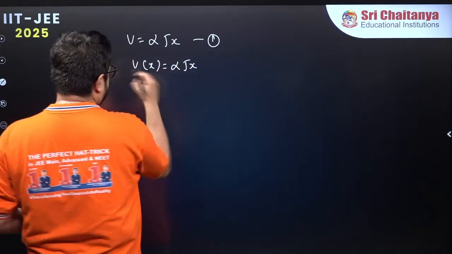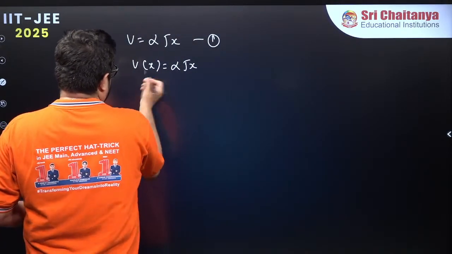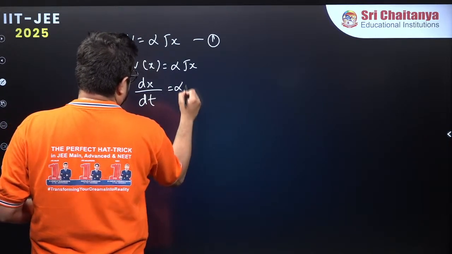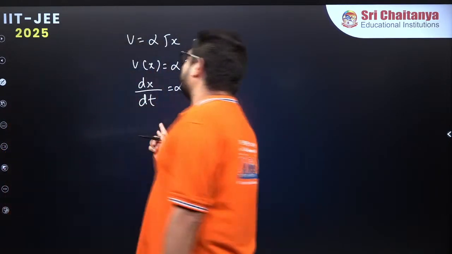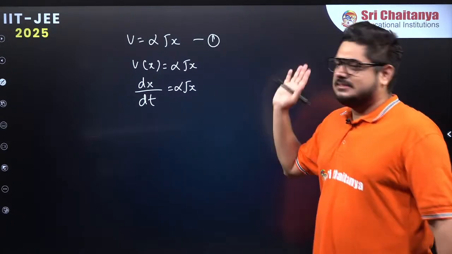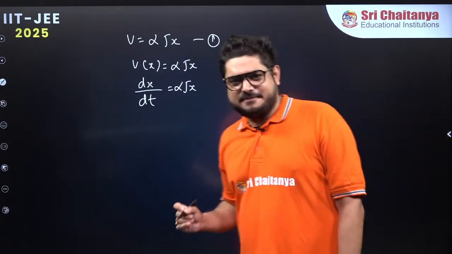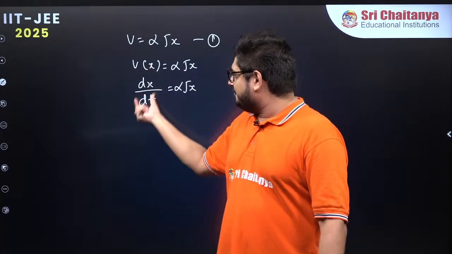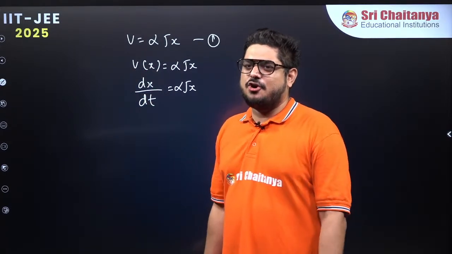Now can I write down this V as dx by dt? Those who are in favor of this equation, whatever I've written, they can give me a thumbs up. Can I write down V as dx by dt? Yes or no?